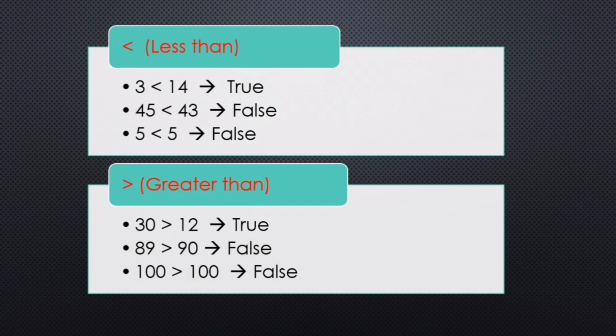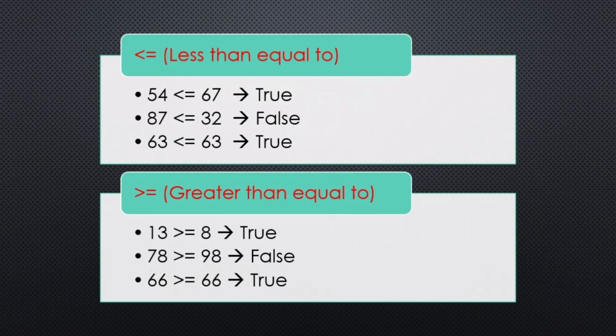But they return false if both numbers are equal, like 5 is not less than 5, so it returns false, and so is 100 is not greater than 100. But if you write 100.1 on the left side, it will return true. The next two are less than equal to and greater than equal to. They don't need much explanation. They are similar to the previous ones, but they return true if both numbers are equal. I hope you understand it pretty well.